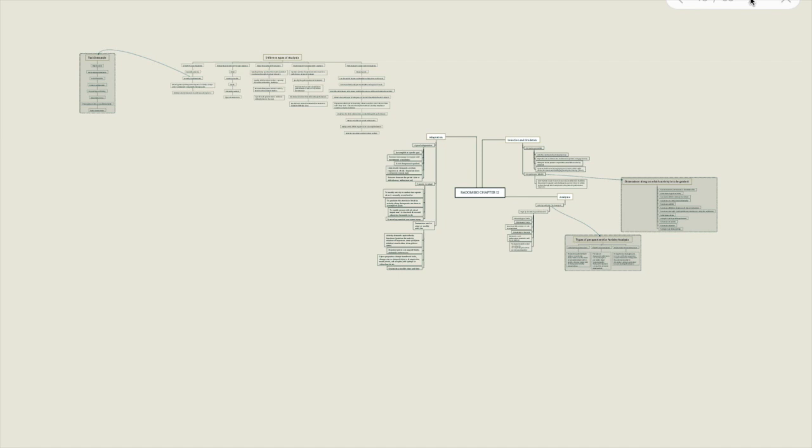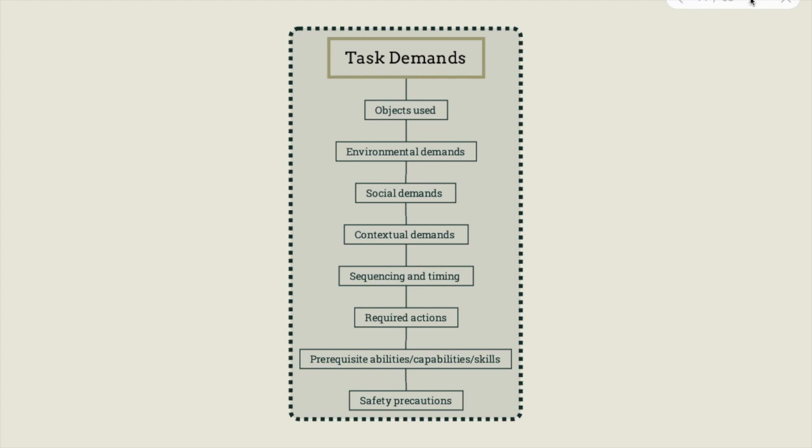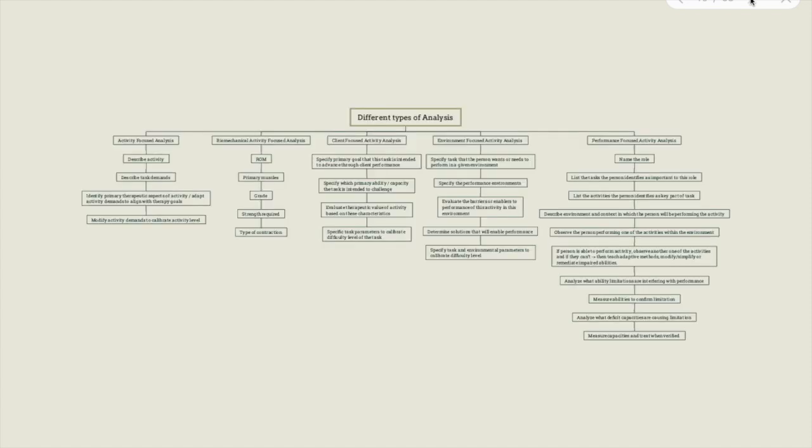Today we are going to be going over Chapter 12 of Radonsky. So first we're going to talk about task demands. The main components of task demands are objects used, environmental demands, social, contextual, sequencing and timing, required actions, prerequisite abilities, capabilities, skills, and then obviously safety precautions, which are a very important aspect.